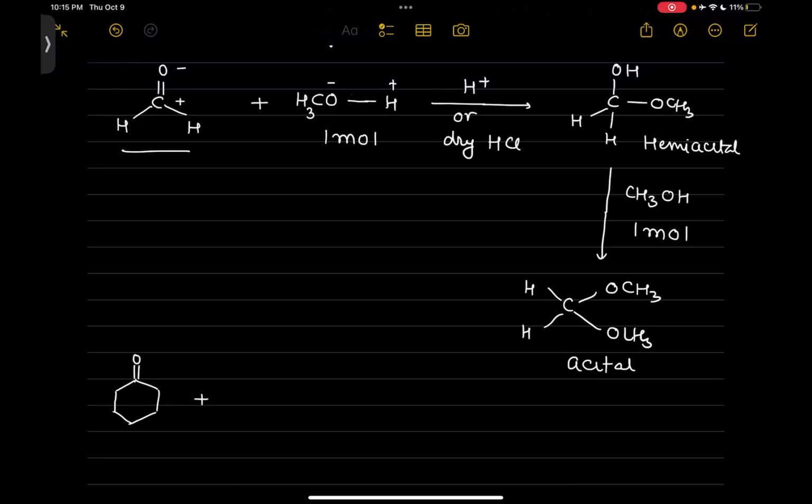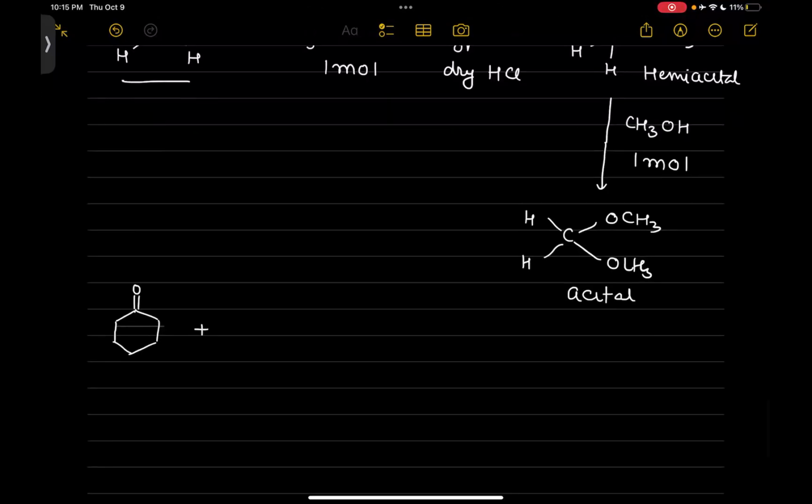Which alcohol should I take? You can tell me. Jasleen, Marwa, tell me which alcohol can I take? I've not heard properly. Just let me know. Marwa and Jasleen, both of you, which alcohol can I take? Yeah, we can take ethanol, right? C2H5OH, right?